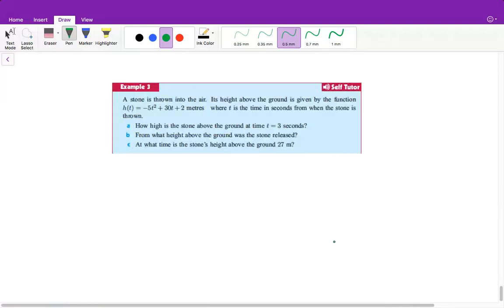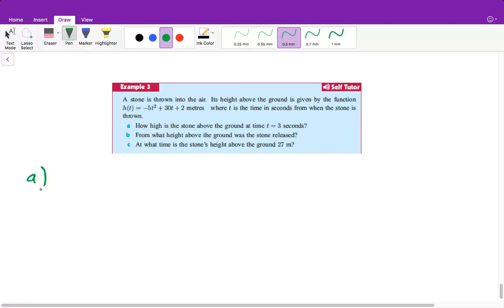All right, now the last type of problem that we will have is this word problem here. It says a stone is thrown into the air. Its height above the ground is given by the function h of t is equal to -5t squared plus 30t plus 2 meters, where t is the time in seconds from when the stone is thrown. How high is the stone above the ground at t is equal to 3 seconds?